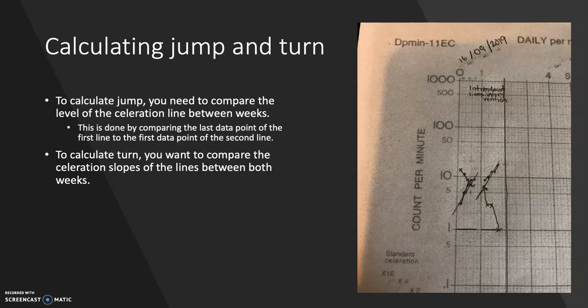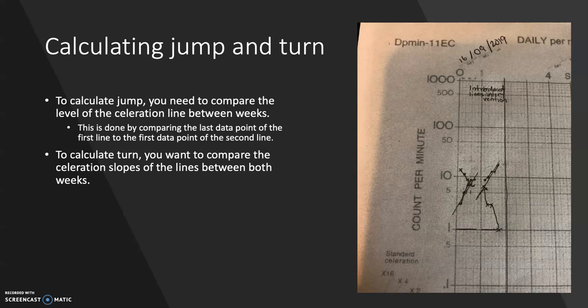To calculate the jump, you need to compare the level of acceleration between weeks. This is done by comparing the last data point from the previous week to the first data point of the second week. For jump, there was no change. 9 was the last data point in week 1 and the first data point in week 2. Therefore, I will record that there was no jump.